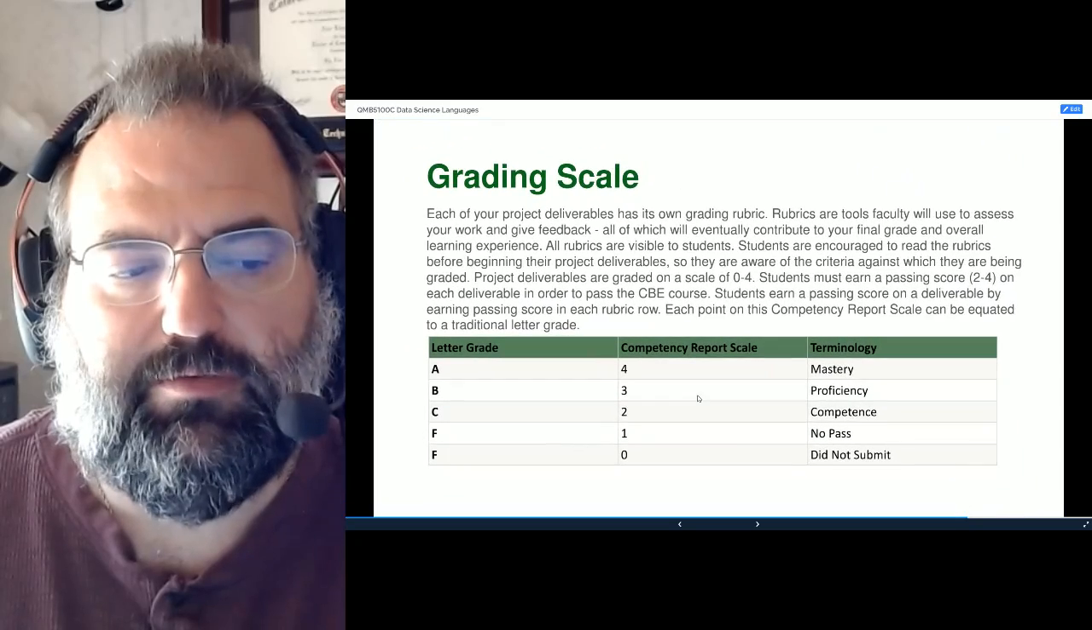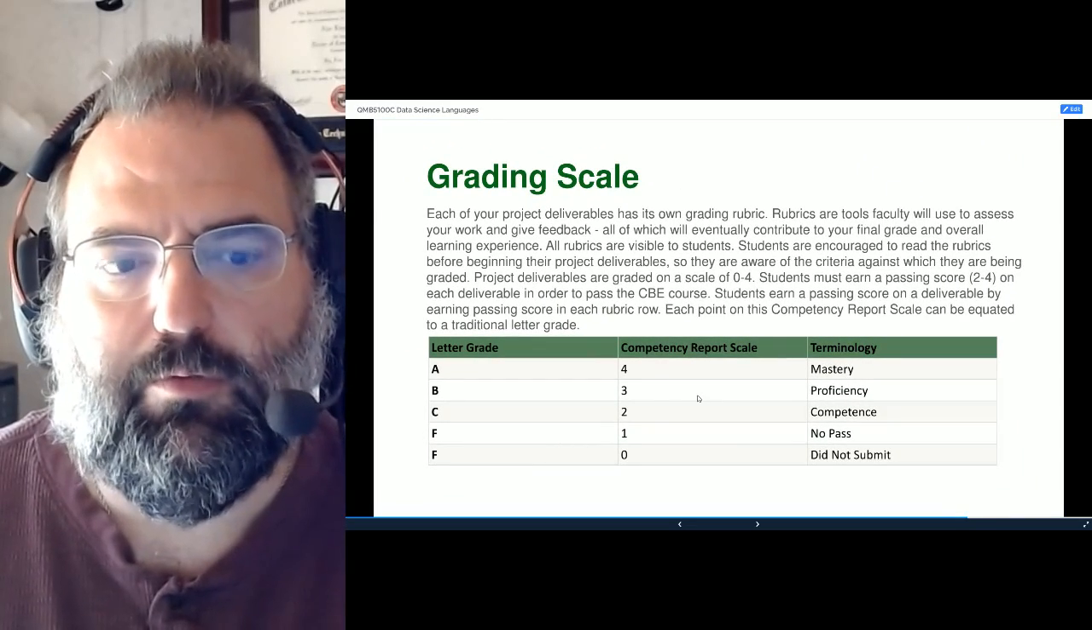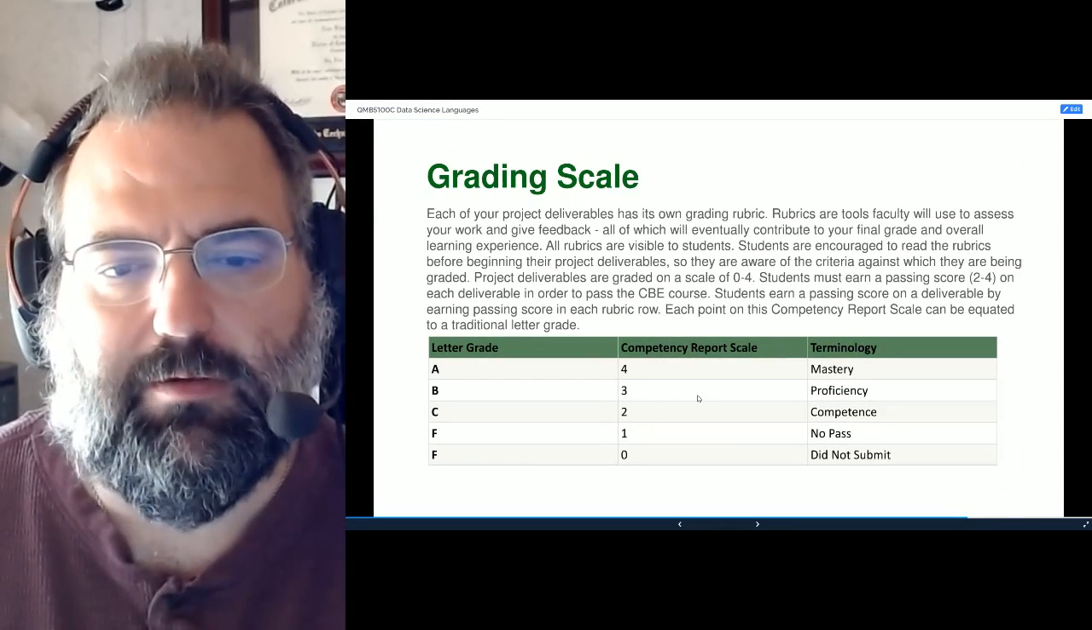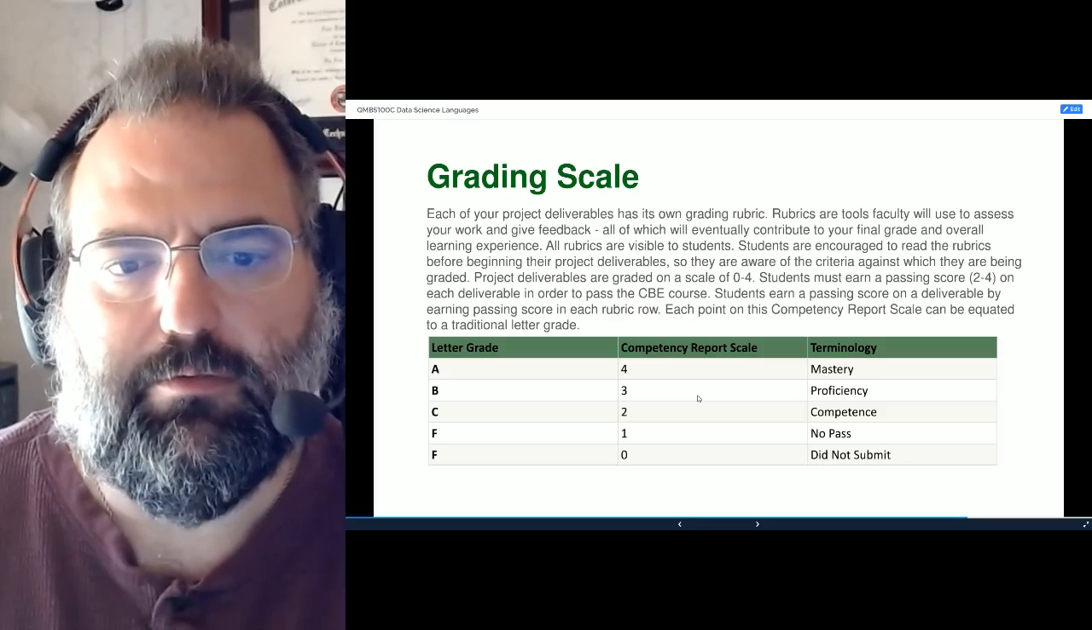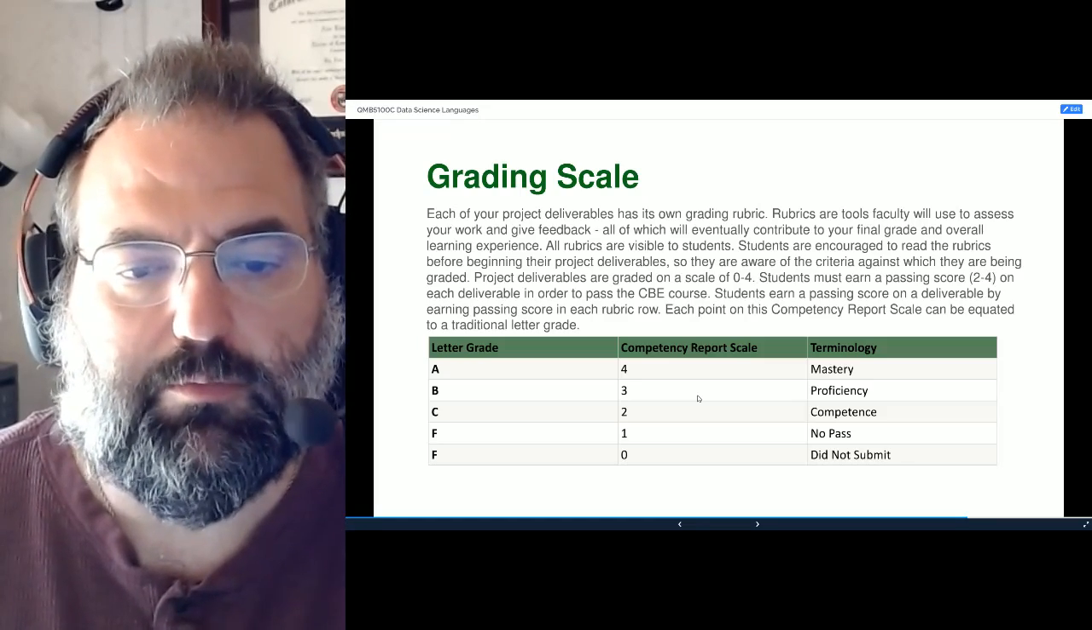The scale, pretty simple. If you get a 4, you get an A. If you get a 3, you get a B. So it lines up pretty nicely with also your GPA calculation score as well.